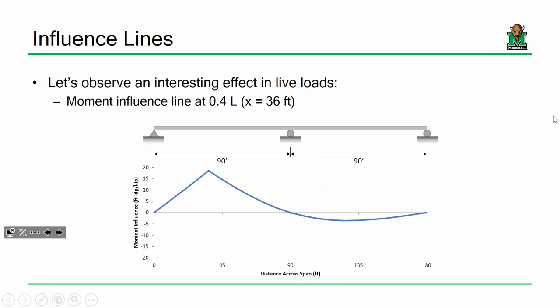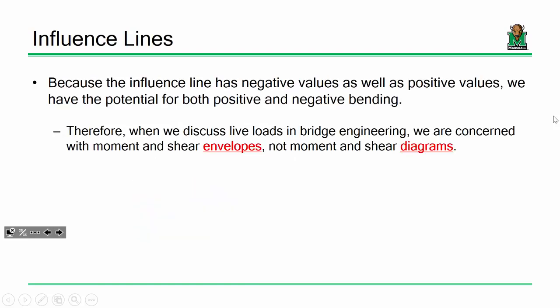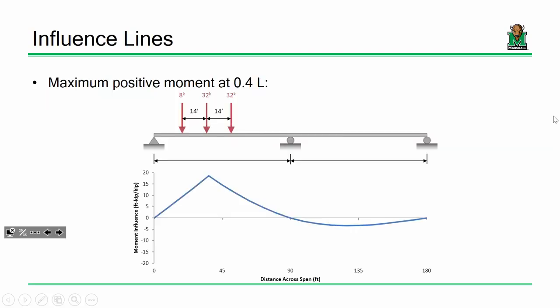So I want to observe this effect specifically, going back to that 0.4L. So if I'm looking at, let's say, that particular point, the one I was looking at before, the 0.4L, let's look at that effect right there. So here's my influence line at that particular point of interest. Going back to what I said before, our big interest later on is we're going to be interested in moment and shear envelopes, not moment and shear diagrams. What do I mean by that?